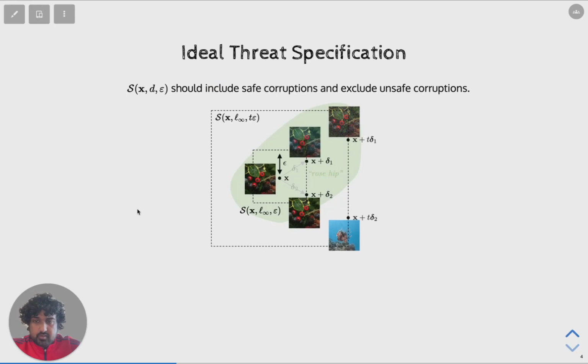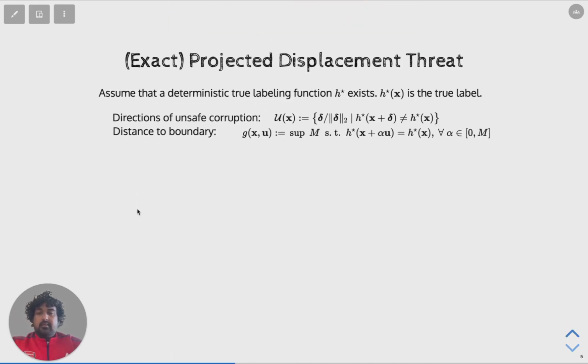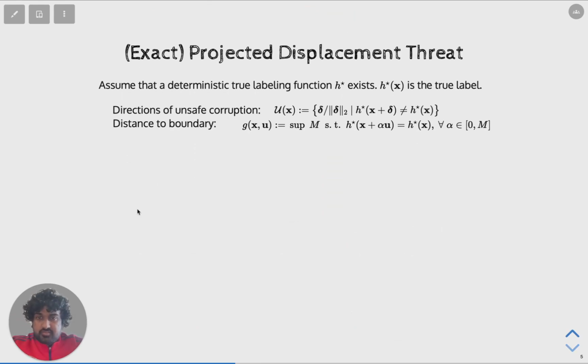We said that the ideal threat specification should include safe corruptions and exclude unsafe corruptions. Looking at this figure, our insight is clear. To do this, we necessarily require a threat function that is anisotropic, i.e., it varies across the directions of perturbations. It's local, that is, it varies at each input, the shape of the neighborhoods vary, and task driven, it's specific to the decision boundaries of the ground truth classifier. In our work, we propose such a threat function.